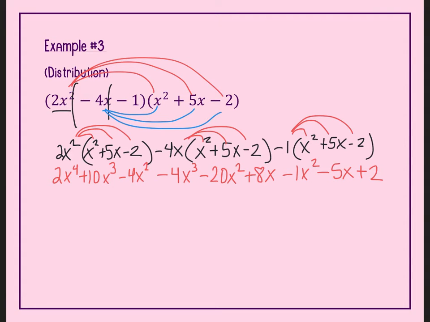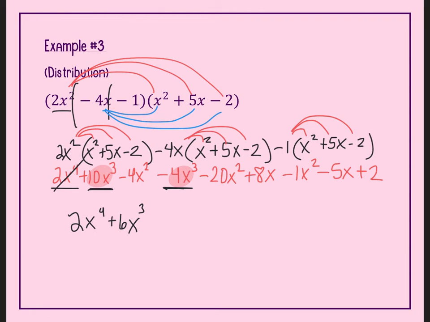And now to write this in order from the highest exponent to the lowest exponent, I'm going to start off with this x to the 4. And to help me when I use it, I'm going to cross it off. Next, I'm going to go to x cubed. I have 10x cubed and negative 4x cubed. So 10 minus 4 is a positive 6x cubed. And you know what I'll do? I'm going to go ahead and highlight that I used it.